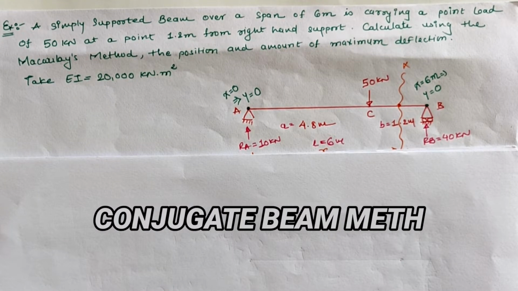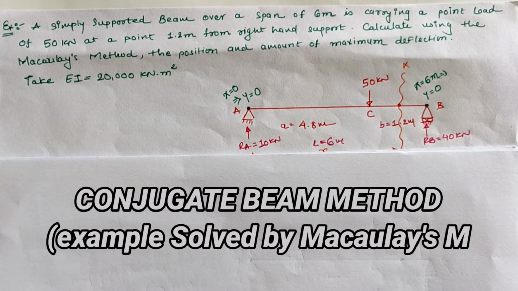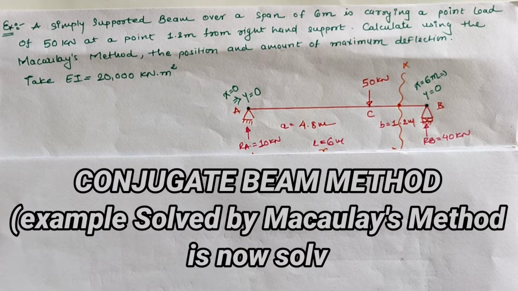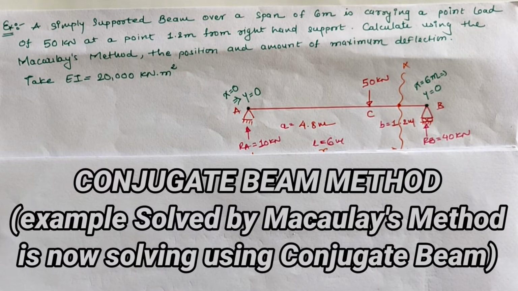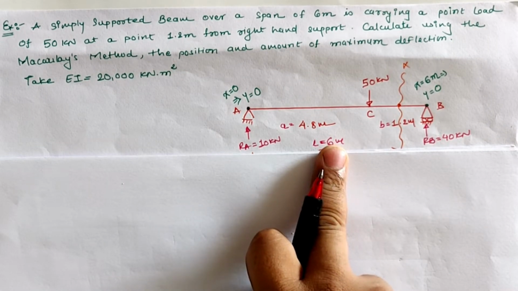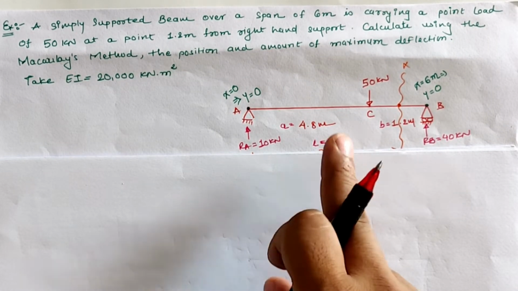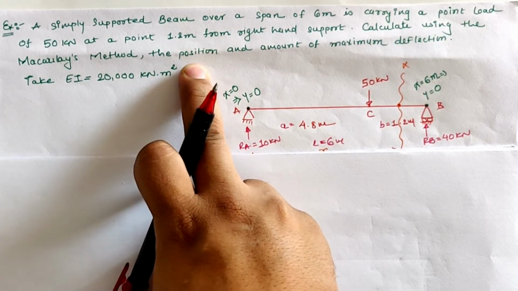Hello friends, today we are going to analyze a simply supported beam which is loaded with a 50 kN point load at a distance of 4.8 meter from the left support and 1.2 meter from the right-hand support. The flexural rigidity EI is 20,000 kN meter square, which was earlier calculated by Macaulay's method. Now we are going to calculate the maximum deflection as well as its position using the conjugate beam.